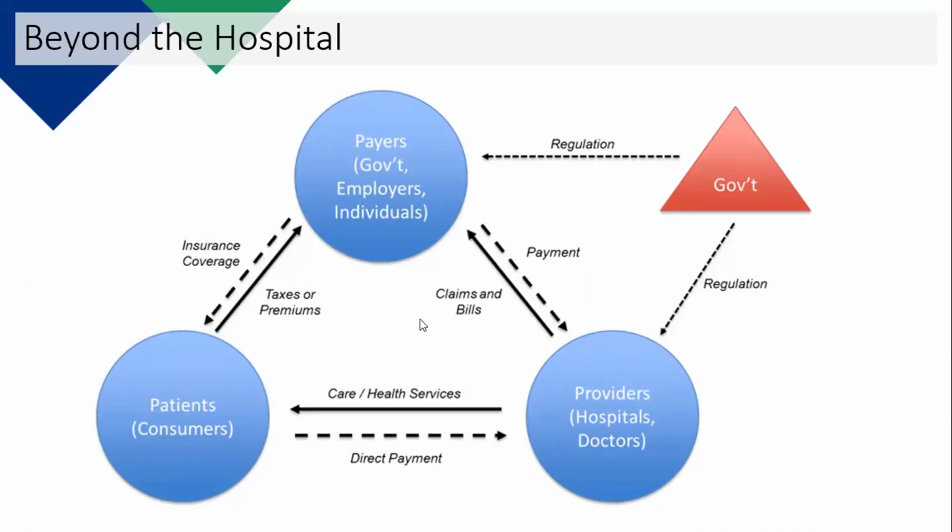Okay. So let us talk about the 3 Ps. The 3 Ps within healthcare, as all of you know, are patients, providers, and payers. What is the relationship between these 3? Patients are consumers. Consumers of what? Consumers of healthcare services.